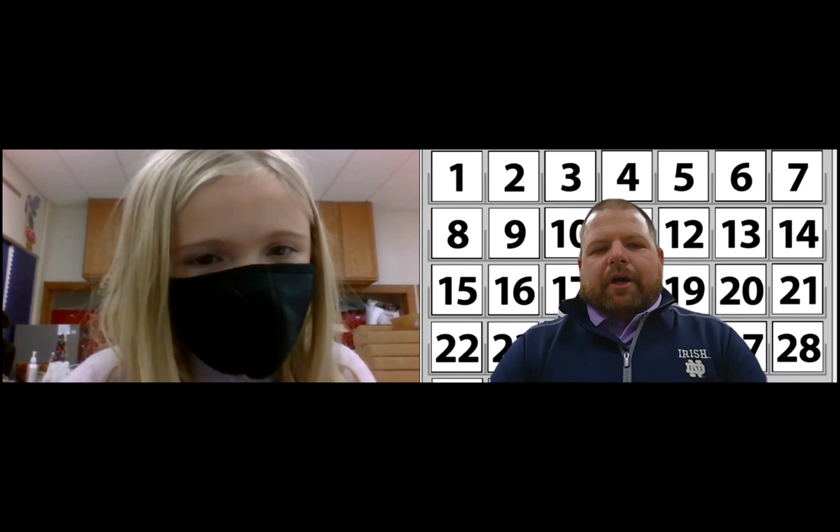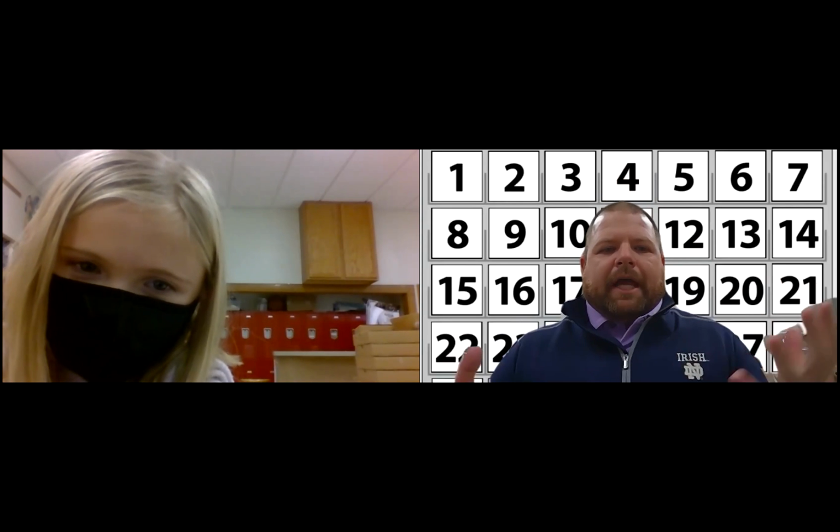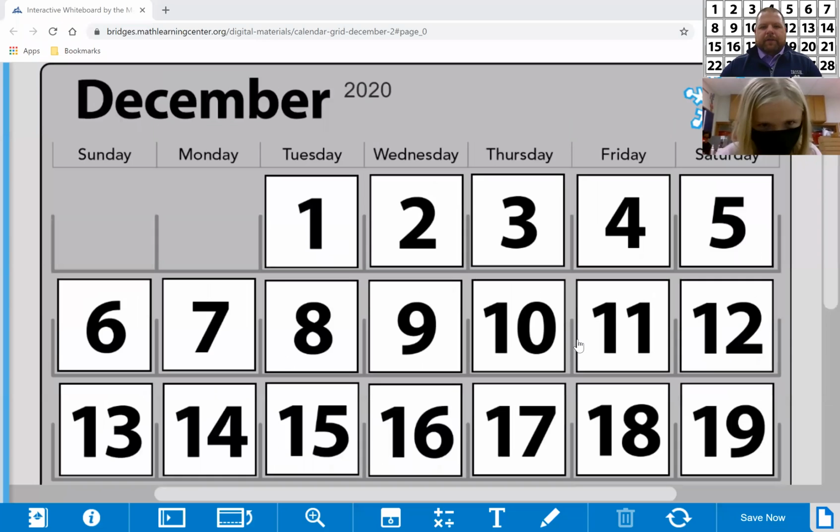Zara, what do you know about our calendar grids? Some have been leaves. Okay, what else have we had this year? We had clocks. So now we're in December. What do you think December is going to be about? Maybe about fall. How come? Because it is almost winter. It is almost winter, and winter doesn't really start till December 21st. So we have about 20 days in December that it is fall. So it could be fall.